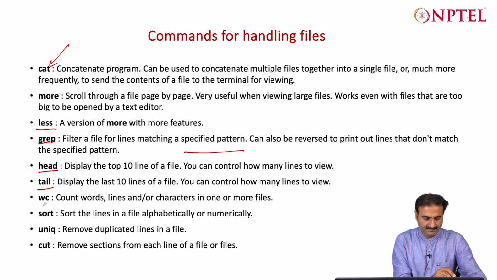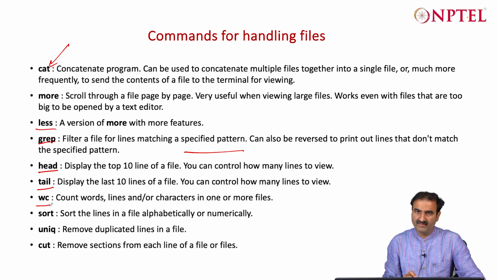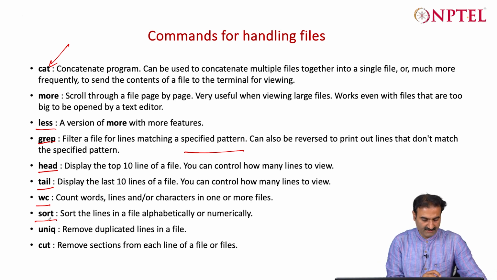Or you want to count the contents of a file, how many words, characters, lines it contains. So wc is the command for that. Sometimes you have files which have columns or numbers, and you want to sort them on the basis of alphabet or numerals, or the characters. So you can use the sort command for that.